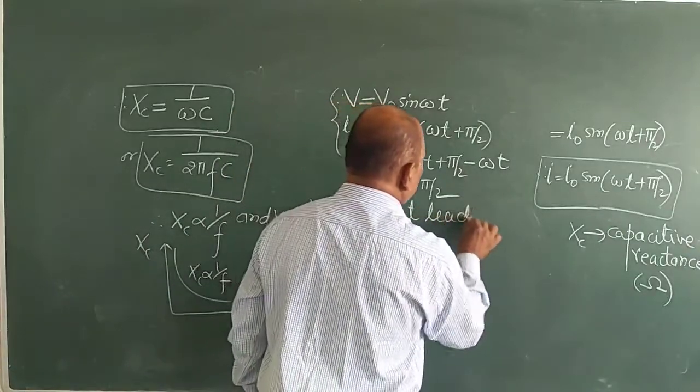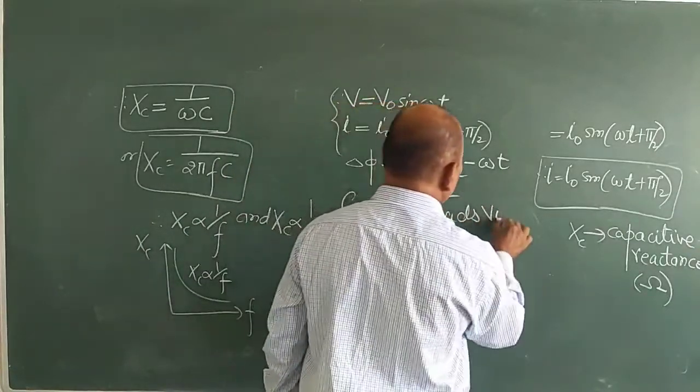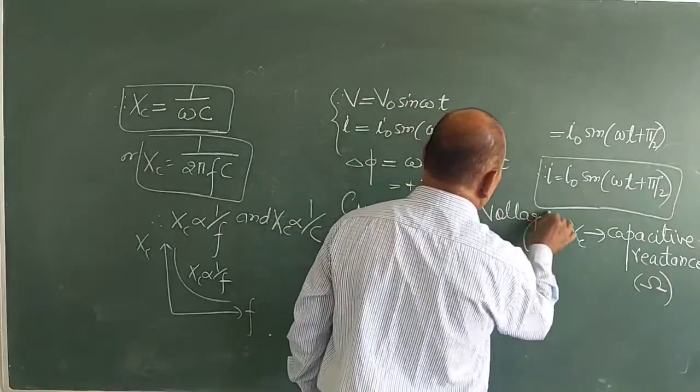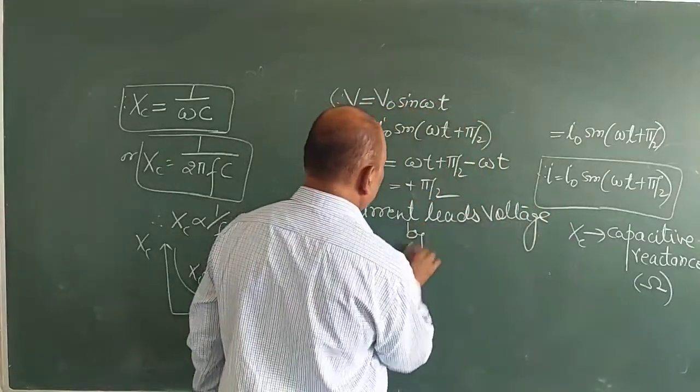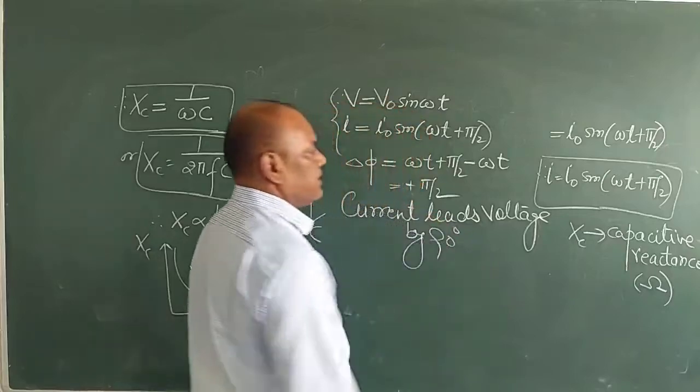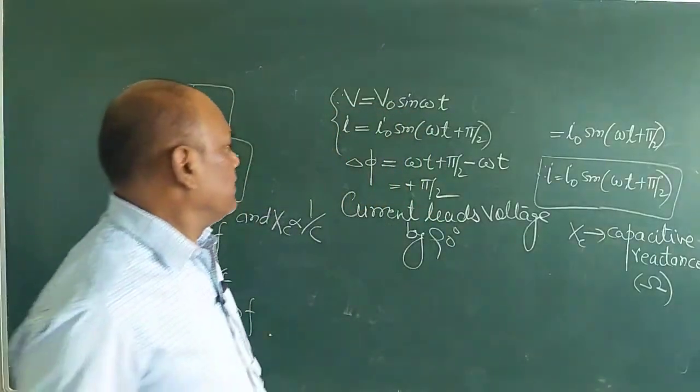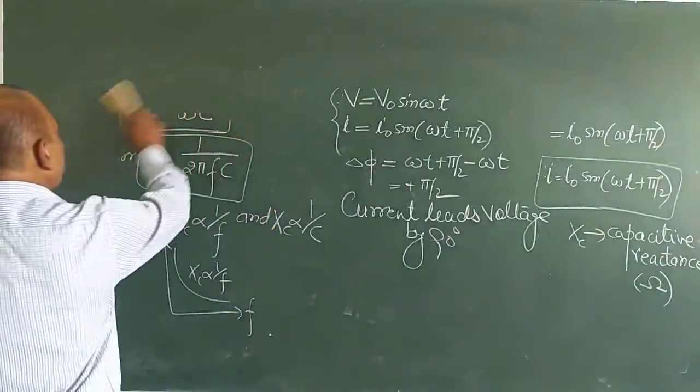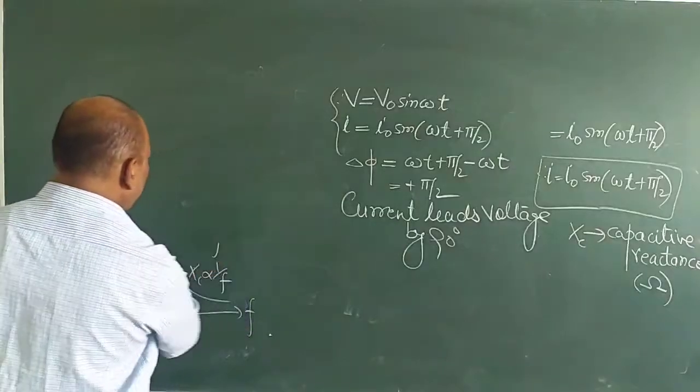So we can say that current leads voltage by 90 degrees. This equation can be written in another form.